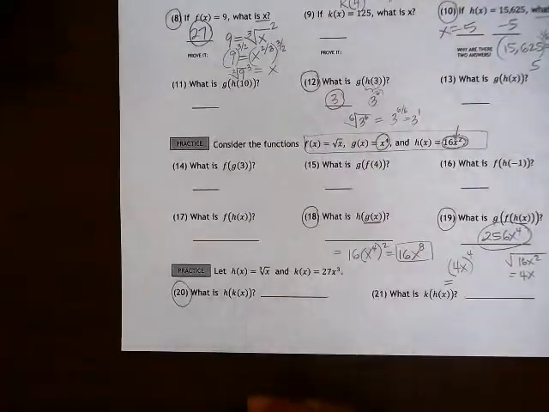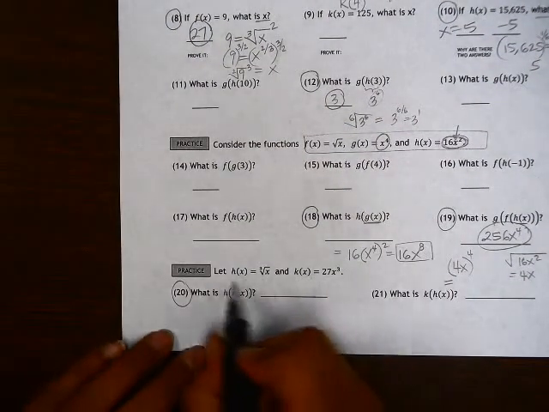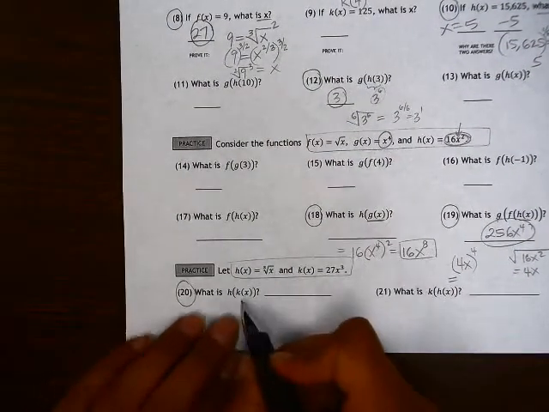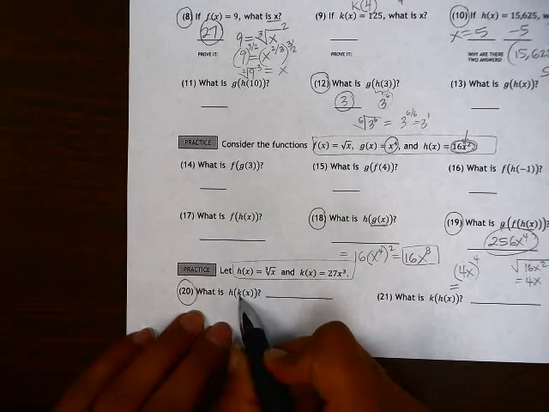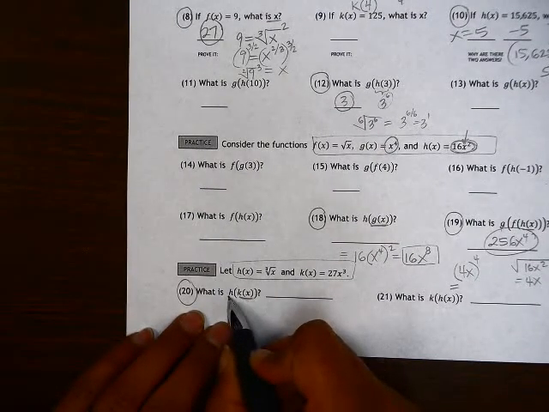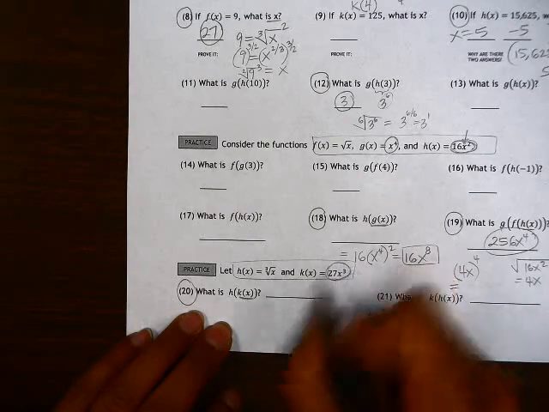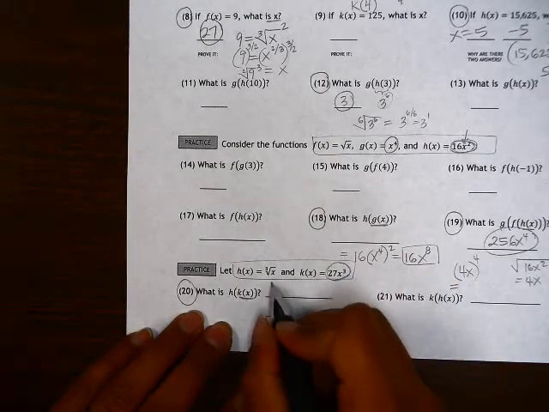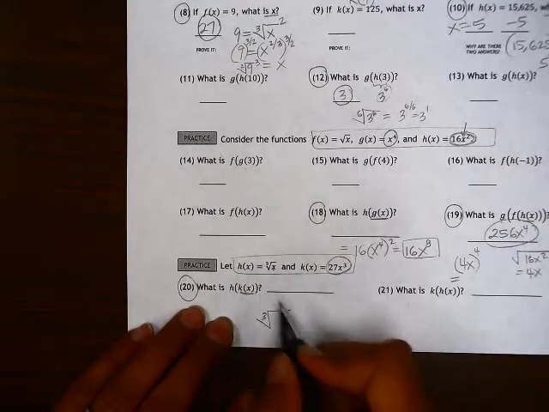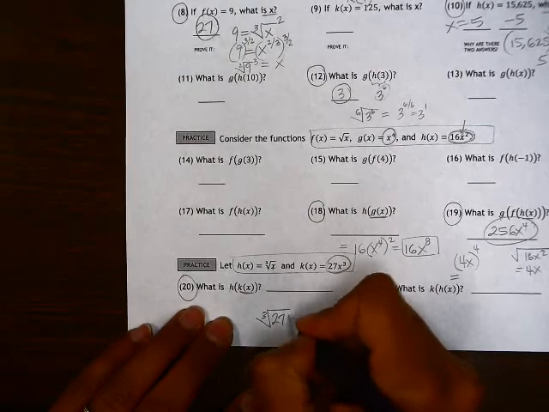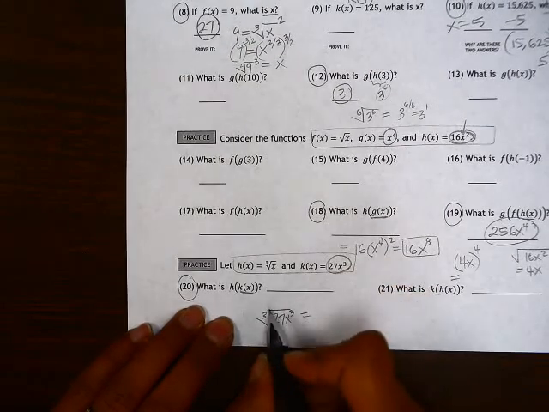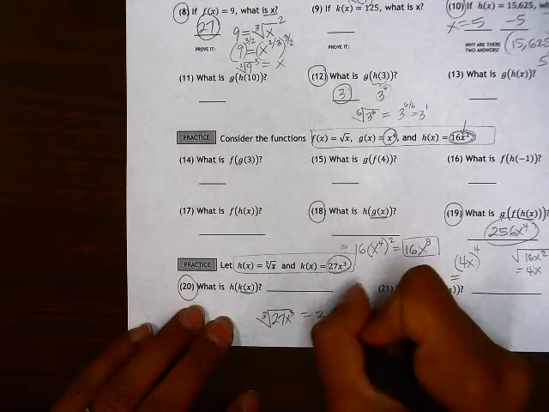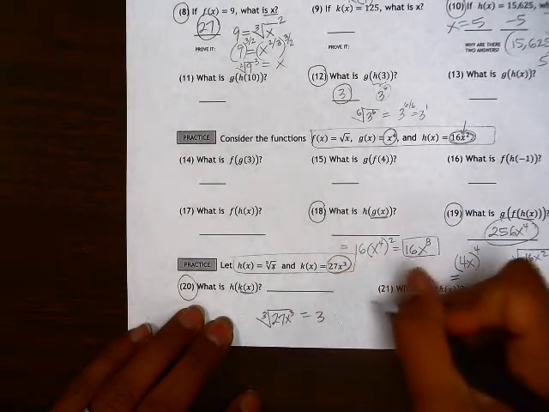Alright, lastly, number 20, h of k of x, we're using these two functions here. H of k of x means we're taking k and plugging it into h. So I'm going to take this whole thing and plug it into the x in function h. Simplifying that, so I need to do cube root of 27, which is 3. Cube root of x cubed is x.